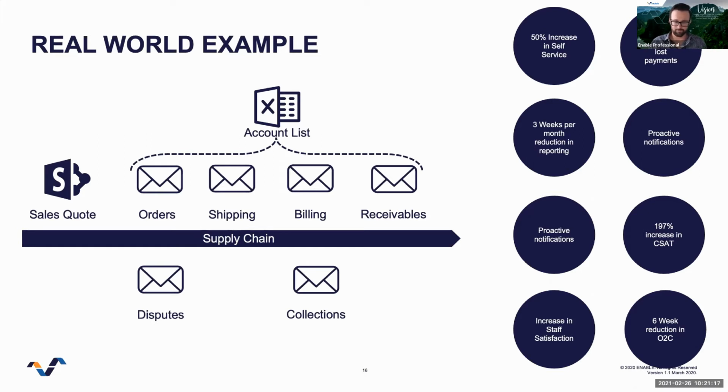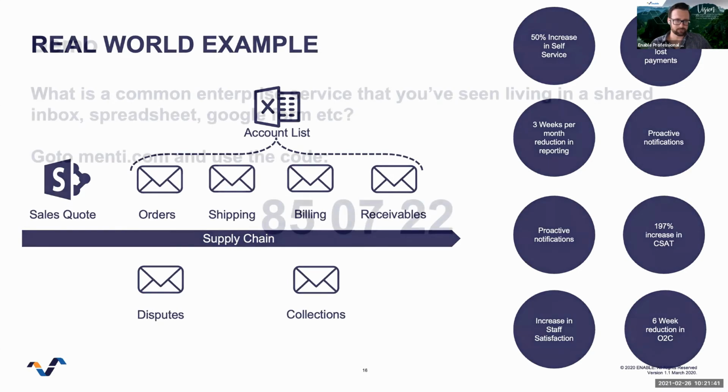Like, I think I would probably shoot myself, but we freed up 3 weeks of that person's time to work on far more valuable work. And they saw a 6-week reduction in order to cash, right? So from an order going out to cash coming through the door, there was a massive decrease in that time, which was pretty amazing to see.